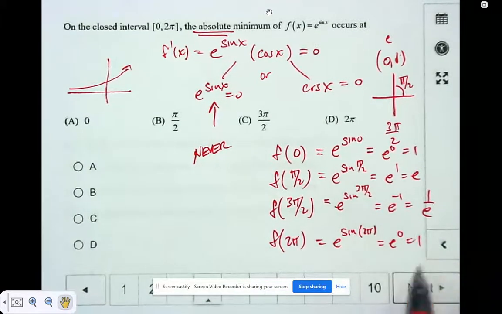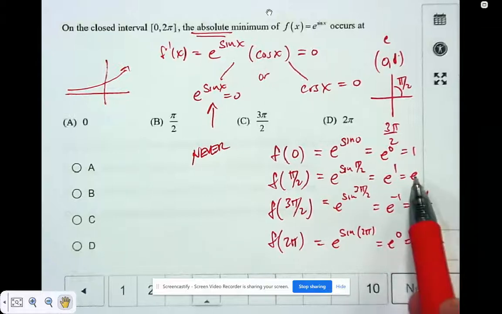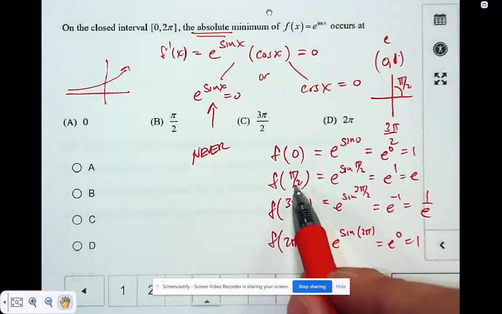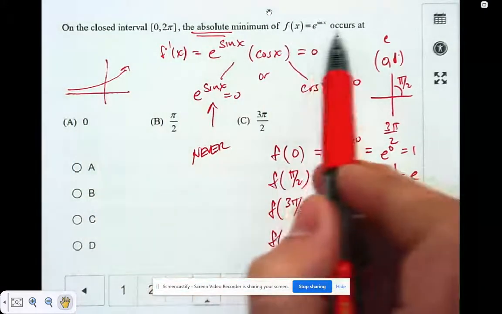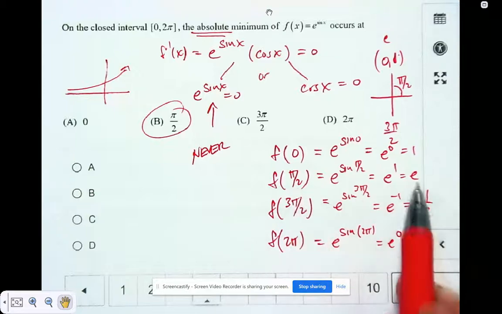And what is the biggest of all of those numbers? Well, e is 2.7 and change, right? That's definitely bigger than 1 and bigger than 1 divided by 2.7 and change. And so on the closed interval, the maximum occurs at the point pi over 2, because that gives you that value of e.